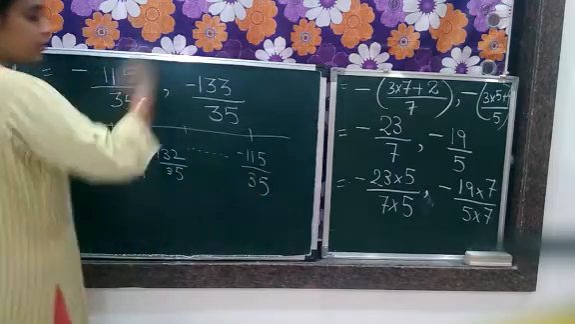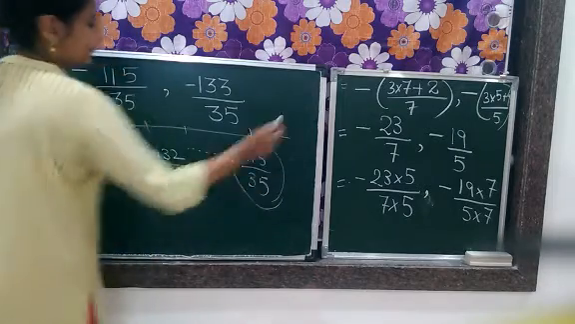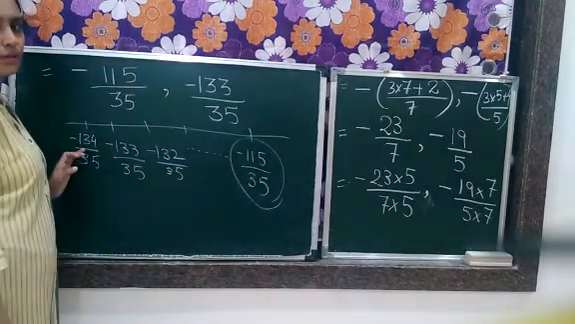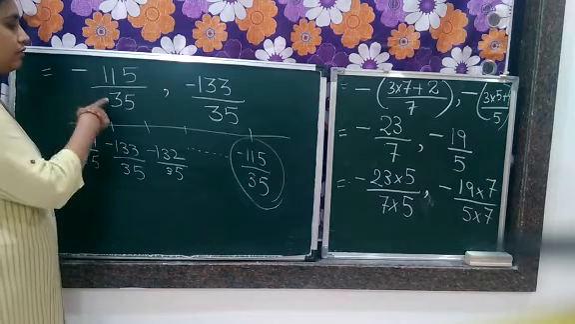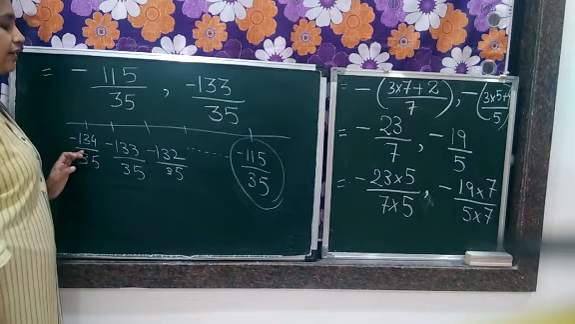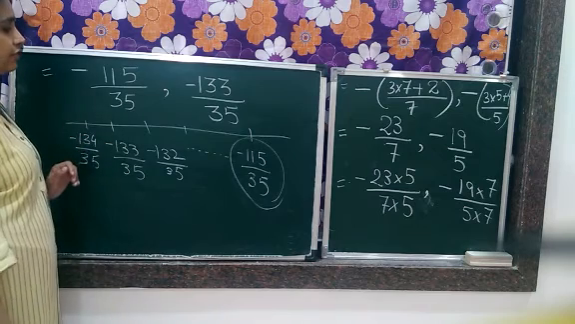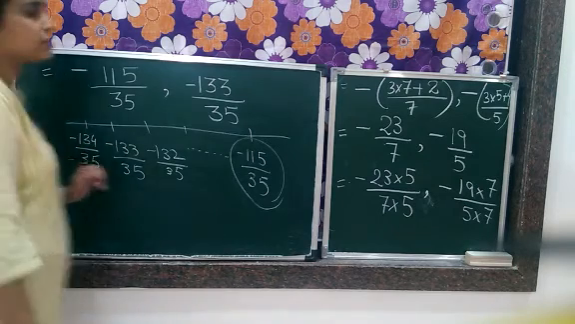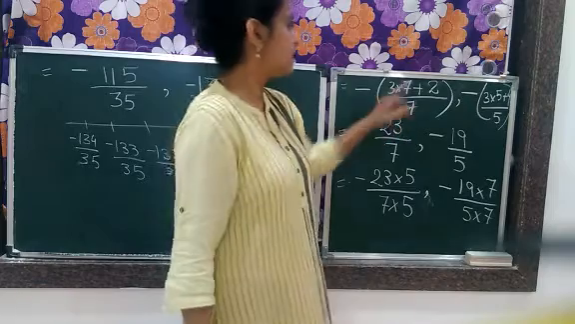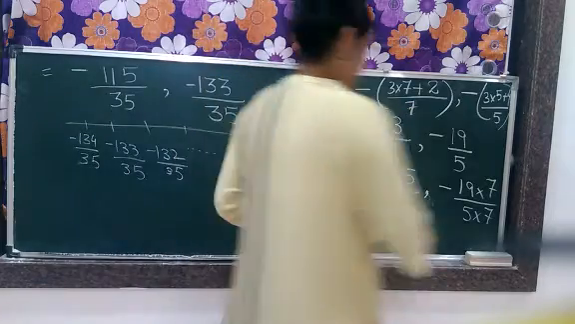So who is on the right side? This number is on the right side. So who is greater? 115 by 35 is greater. Now 115 by 35 is greater. That means 3 and 2 by 7 is greater.